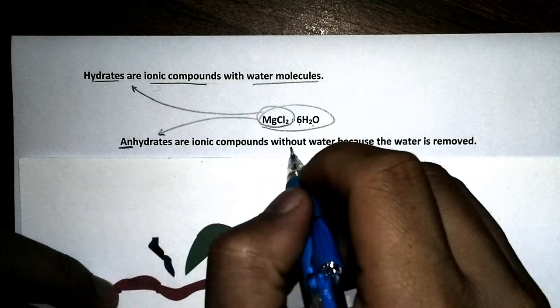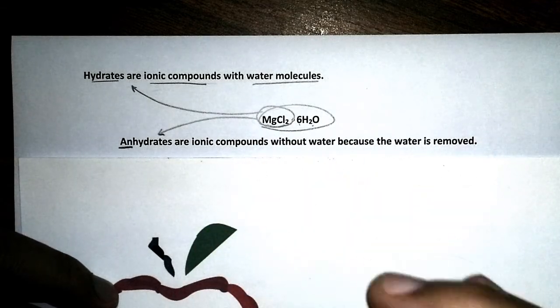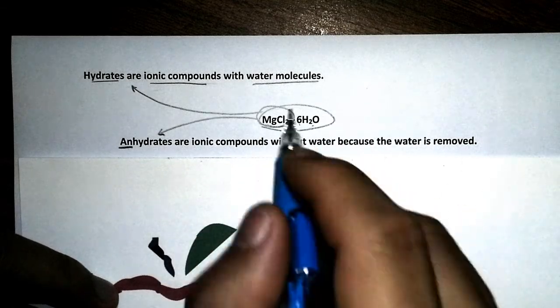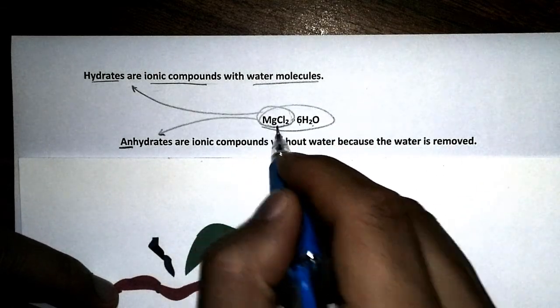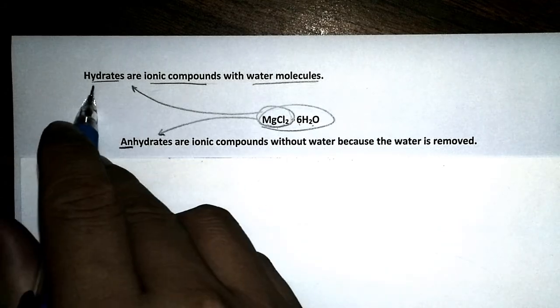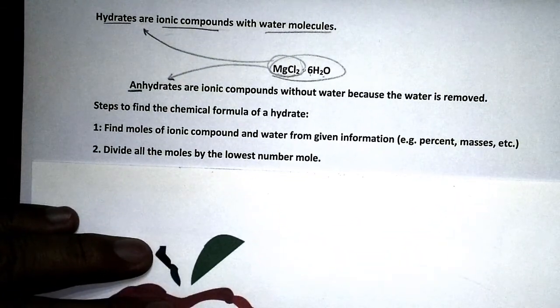Because the water molecules are not bonded directly to the ionic compound, we can add a lot of heat and the water molecules will evaporate, leaving us the anhydrate. So our goal for today is to find the chemical formula of a hydrate. There are steps to find the formula for the hydrate.